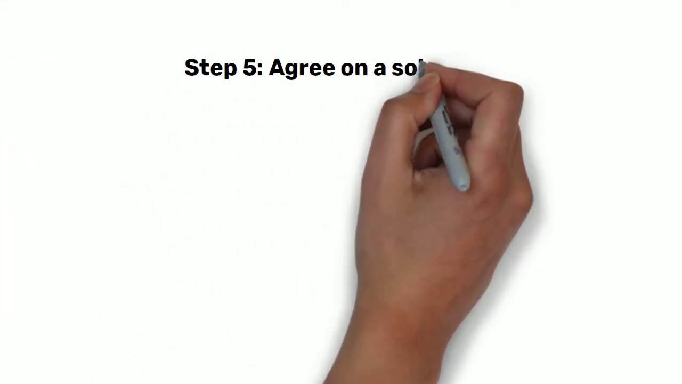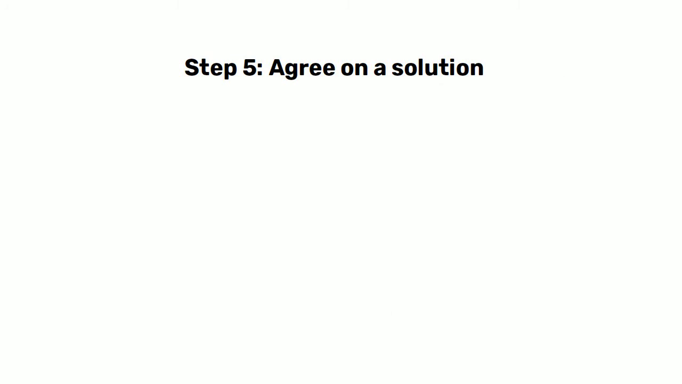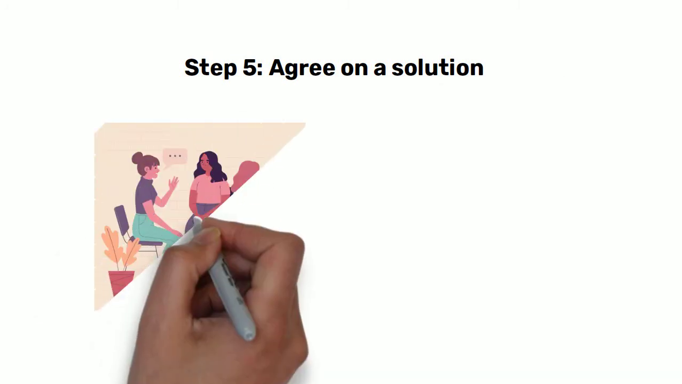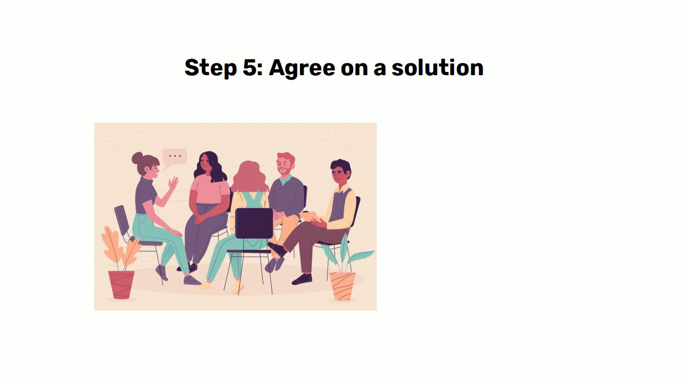Step 5. Agree on a solution. Discuss each suggested solution and try to focus on those that would work for both parties. This may require more than one meeting. This is the trickiest step, and keep in mind that you may not always get here, but ideally, the participants will agree to one of the suggested solutions.